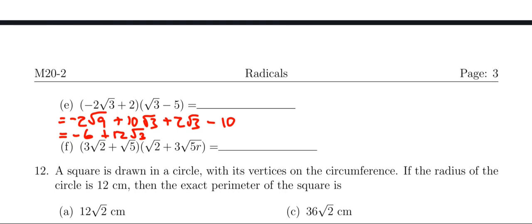And then I can put the root 3 terms together. I've got 10 root 3's and 2 root 3's. That's 12 root 3. And then a minus 10 at the end. And when I put that all together, I'm going to get 12 root 3 and then minus 16.